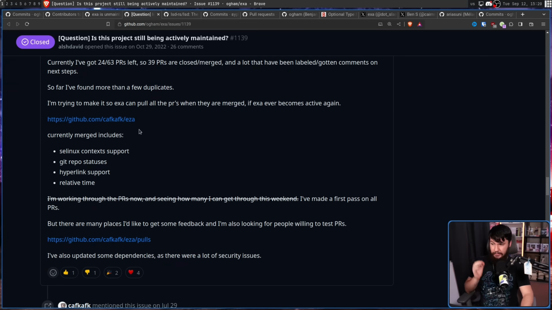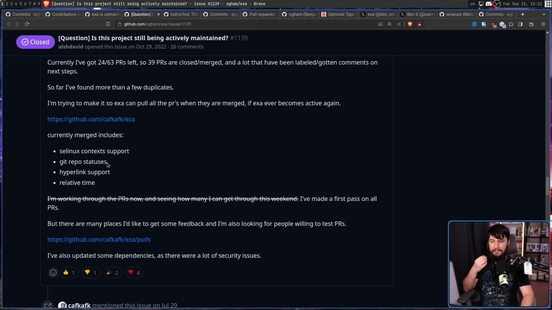Currently merged includes SELinux context support, Git repo statuses, hyperlink support, and relative time. I'm working through the PRs now and seeing how many I can get through this weekend. I've made a first pass on all the PRs, but there are many places I'd like to get some feedback, and I'm also looking for people willing to test PRs.